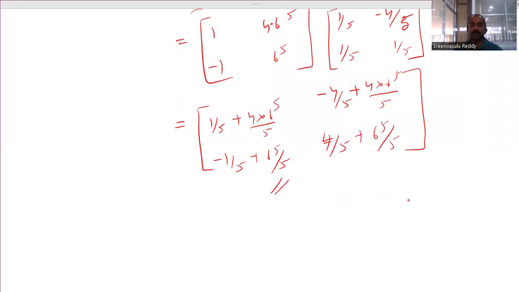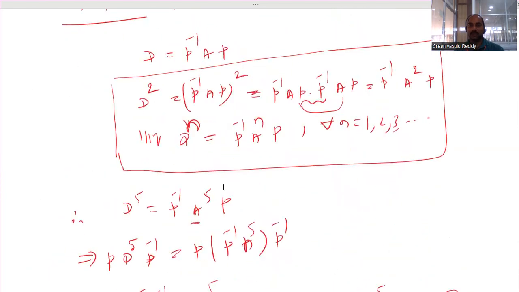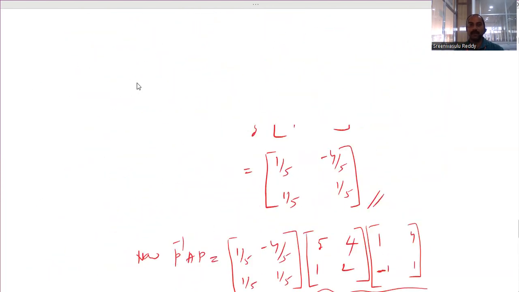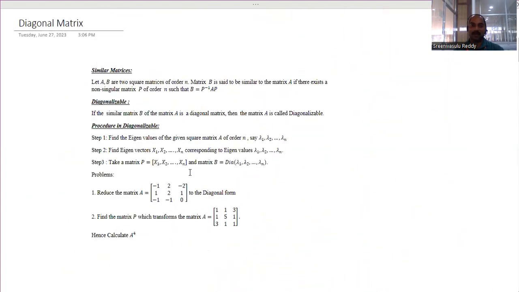This is the procedure of the diagonalization process. Whether the given matrix is diagonalizable or not, sometimes they may ask. Most of the time, they ask to reduce the following matrix into diagonal form. Here I leave our selected problems, but I take them from the previous problem only. Do it. These two, do it yourself. Okay. This is the procedure to find the diagonalization.